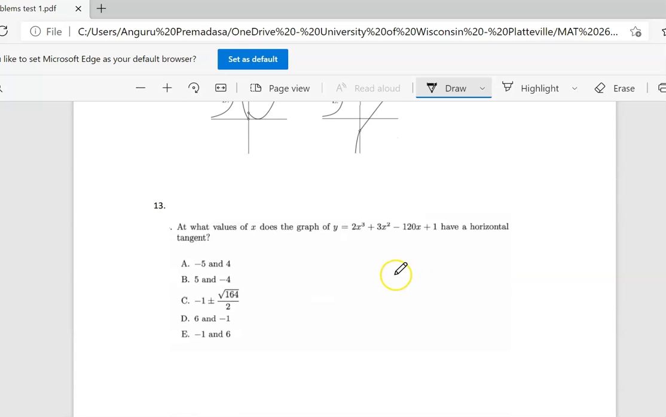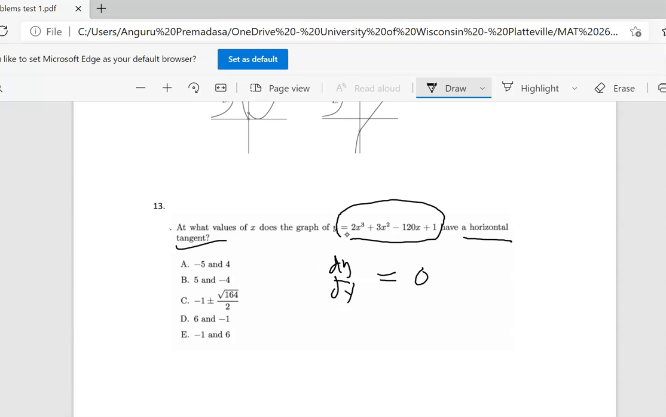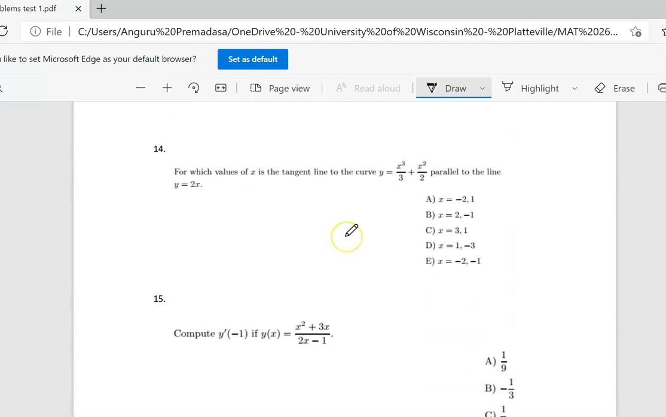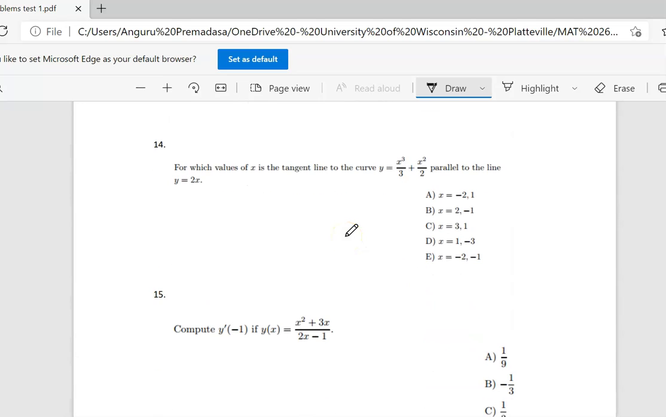Okay. So now you want to find out where there is a horizontal tangent. Horizontal tangent, in other words, means the derivative is 0. So what you do is you can use the derivative laws, right, to find the derivative. That is very easily done, right, and then set it equal to 0, solve for x.